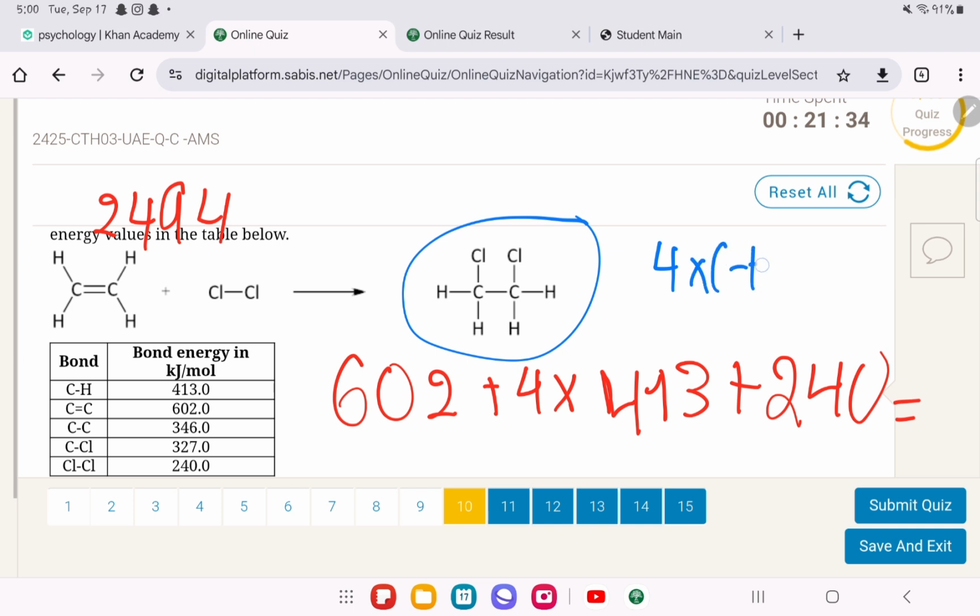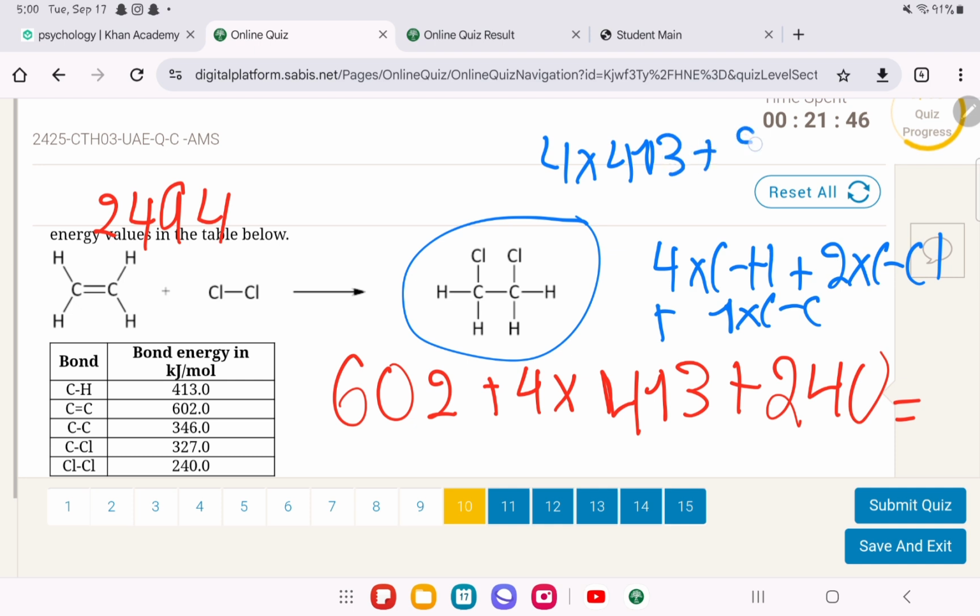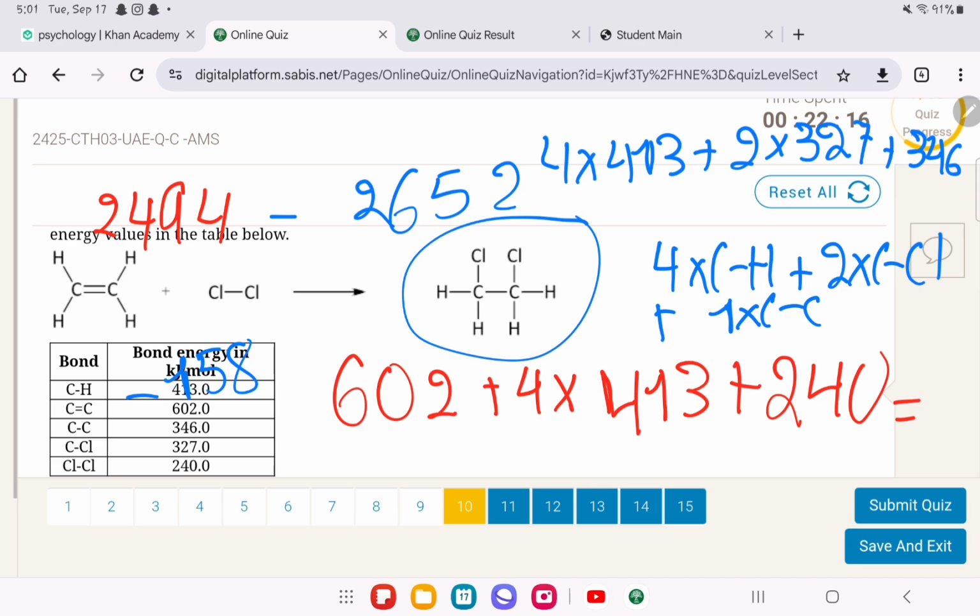Now for this one over here, we're gonna have 4 times CH bond plus 2 times CCl bond plus 1 CC bond. So it's gonna be 4 times 413 plus 2 times 327 plus 346. It's gonna be 2652. And we said we do reactants minus products. So 2494 minus 2652. We're gonna get negative 158, but they needed 2 for significant figures.